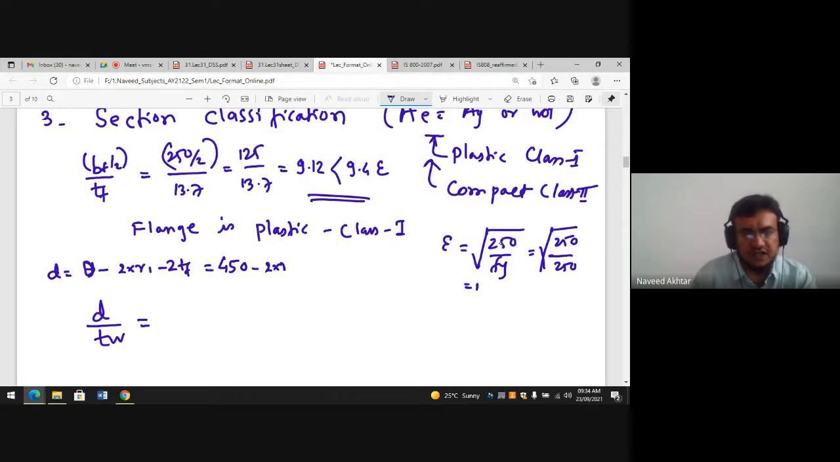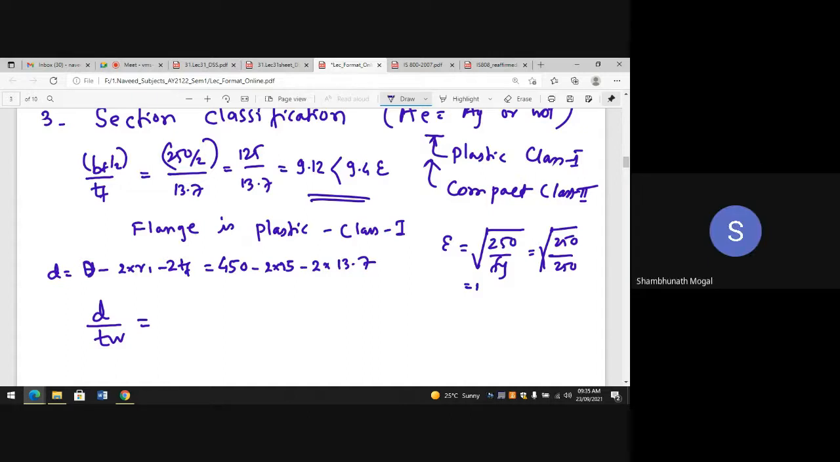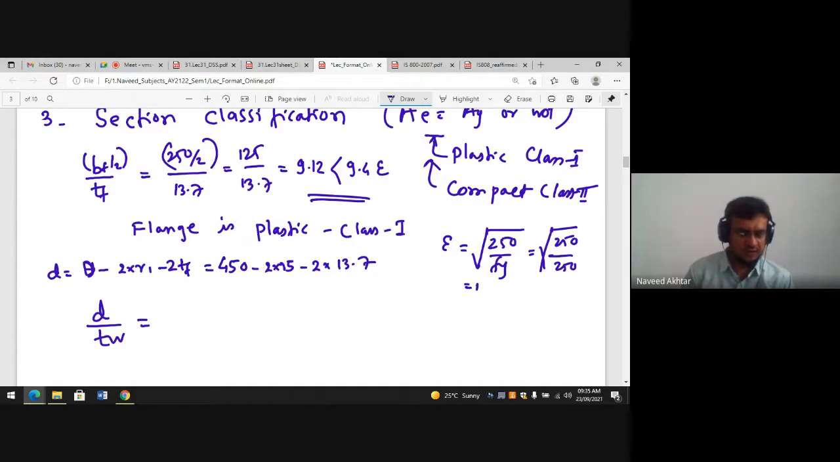So R1 is 15, and 2 times 15 plus 2 times tf, which is 13.7, gives the value of d after calculation. 2 times 15 is 30, 13.7 times 2 is 27.4, total 57.4. 450 minus 57.4 is coming 392.6. So I will write down here 392.6.